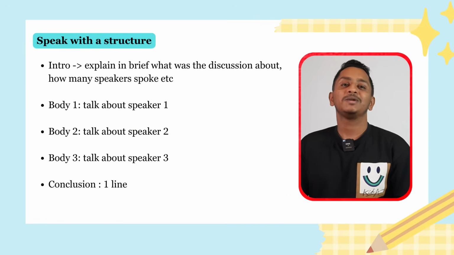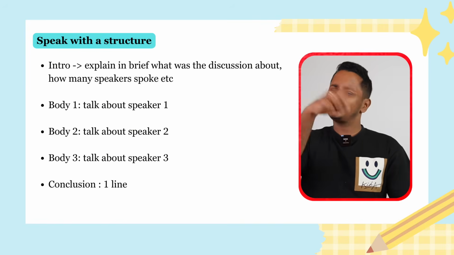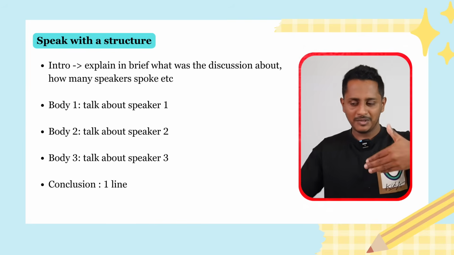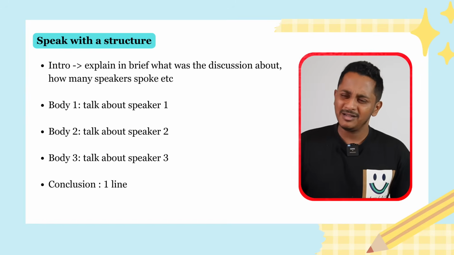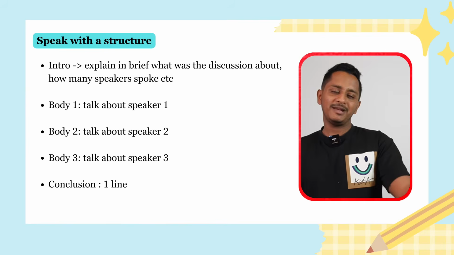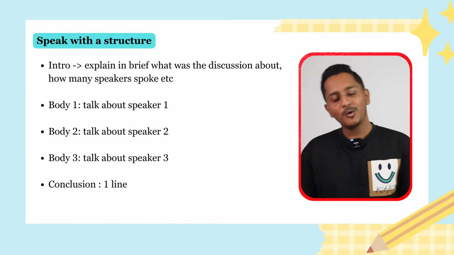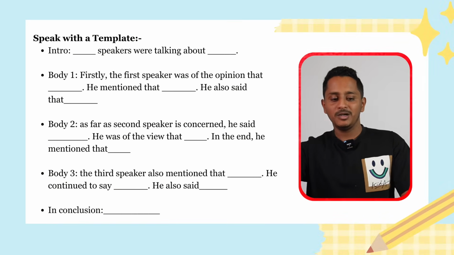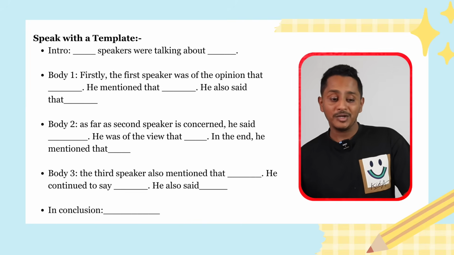Body 1, talk about speaker 1. Speaker 1 said, just continue with whatever you have written, no need of a template, use a structure. Then talk about speaker 2 and speaker 3. In conclusion, in the last, if you want, you can speak about how these people have used it. Or you can go with the template where it says introduction, dash, speakers. 3 speakers were talking about online education.